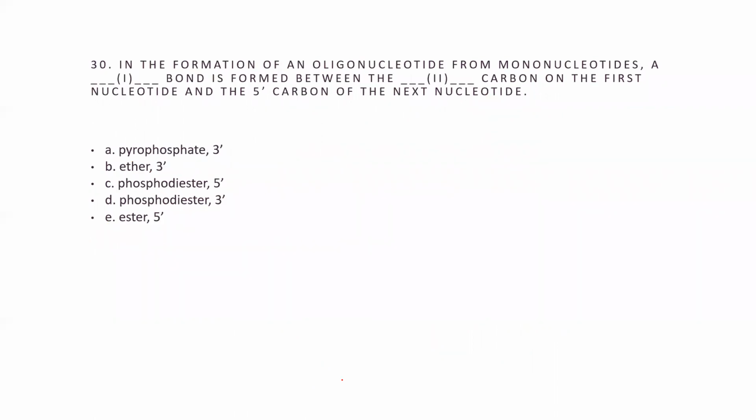Okay, in the formation of an oligonucleotide from mononucleotides, a blank bond is formed between the blank carbon on the first nucleotide and the 5' carbon of the next nucleotide. D. So what does a phosphodiester linkage look like?